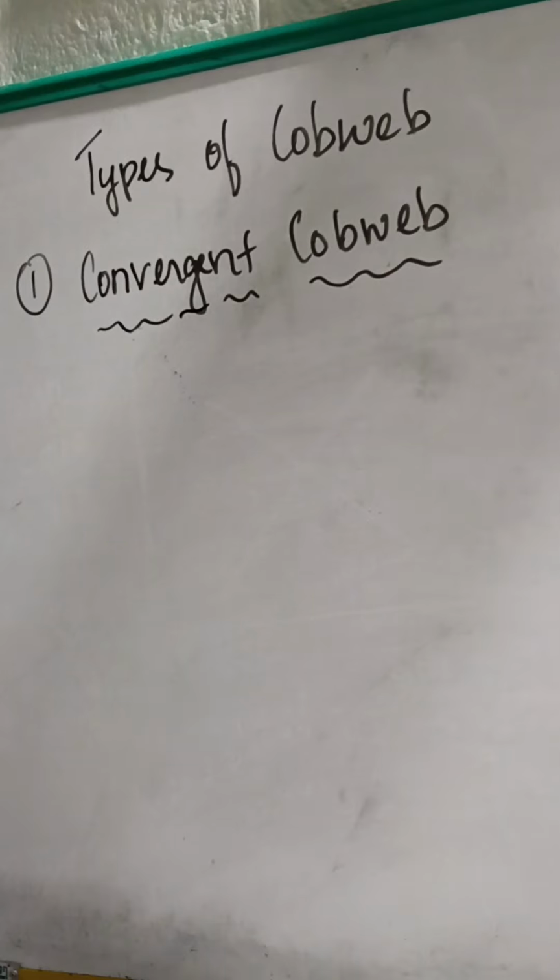So in the last video, we discussed what is Cobweb. That is a fluctuation, right? The lag between supply and the demand. So it does not adjust, and there is also cyclical fluctuation. Now let us see what are the types of Cobweb.